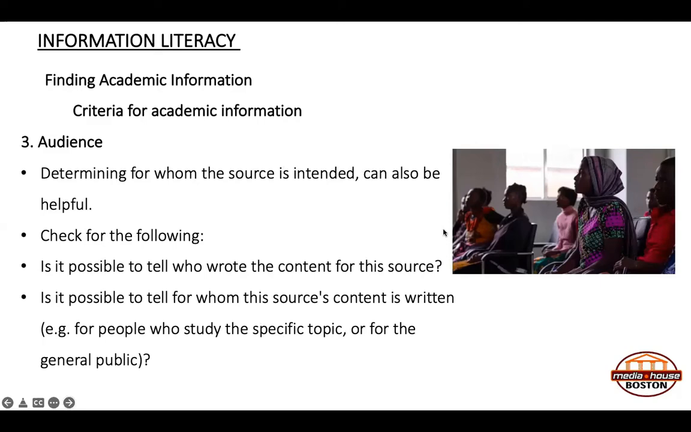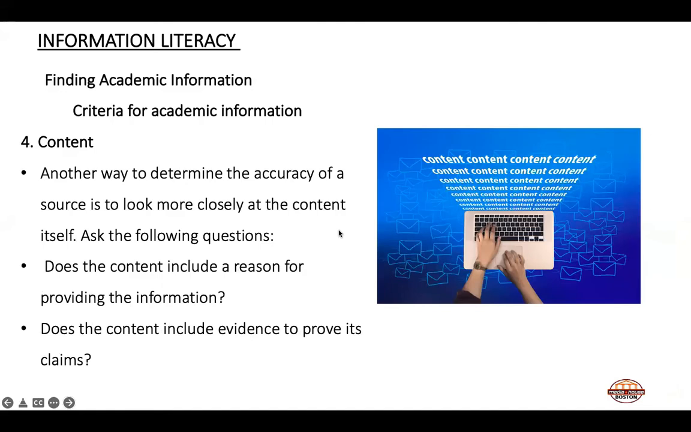Okay, cool, let's continue. So we can look at for whom the writing is intended. Is it possible to tell who wrote the content for the source? Who is it for? Is it written for a specific topic or for the general public? This can help us. And then we're going to go to the content.